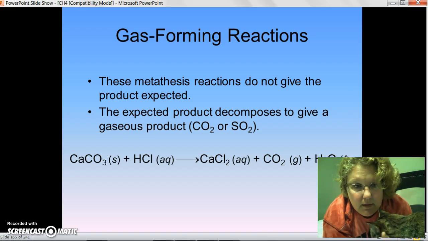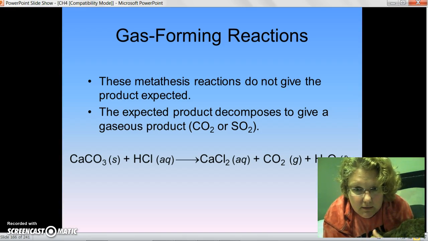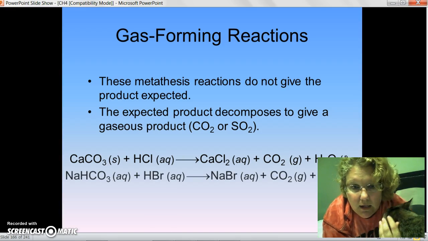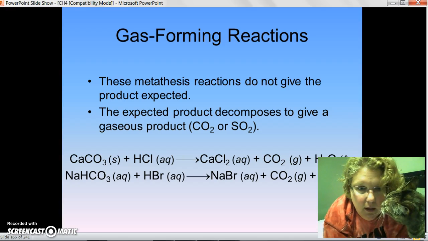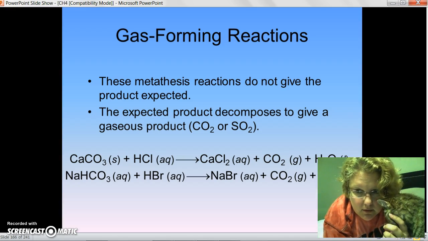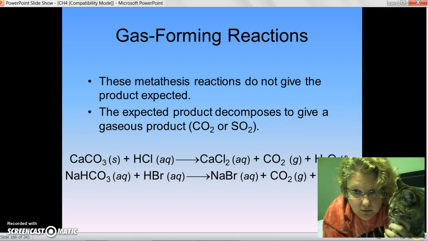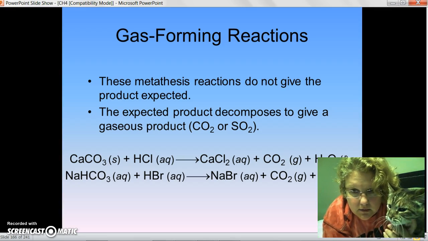Alright, so here is the one we were talking about on the previous slide, the calcium carbonate and hydrochloric acid making salt and water and CO2 bubbles. Here's another example of baking soda, sodium hydrogen carbonate, and hydrobromic acid, another strong acid, making sodium bromide, salt, and carbon dioxide, and there's a water hiding behind my little screen there.